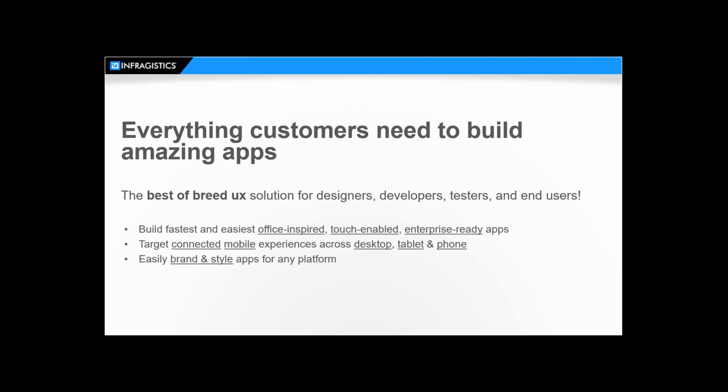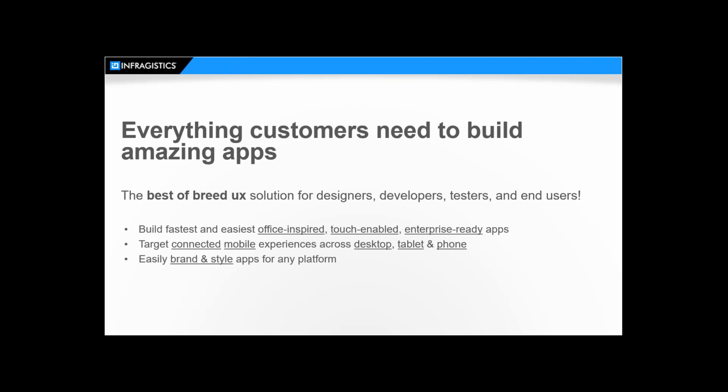So we talk about these areas of investment in what we want to bring to the table with Ultimate. It's the best-of-breed UX solutions for designers, developers, testers, and users. So we want to enable you to build the fastest and easiest Office-inspired, touch-enabled, enterprise-ready apps. Financial services is our largest footprint, and the reason is because we spend a lot of time not only on quality, but high performance, high volume, data grids, data charts, and that's where we spend a lot of this time to ensure that you have an enterprise-ready experience. And then, of course, ensuring that we have the latest styles and themes so your apps can look like Office.